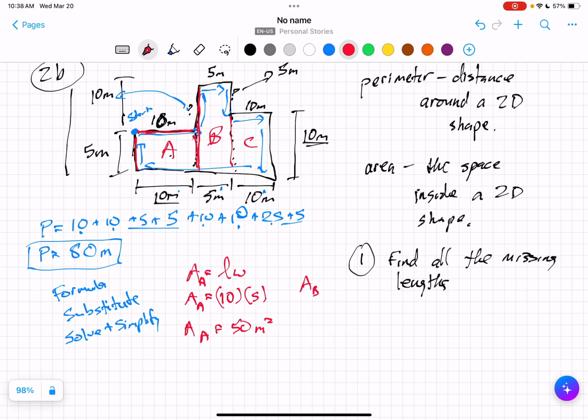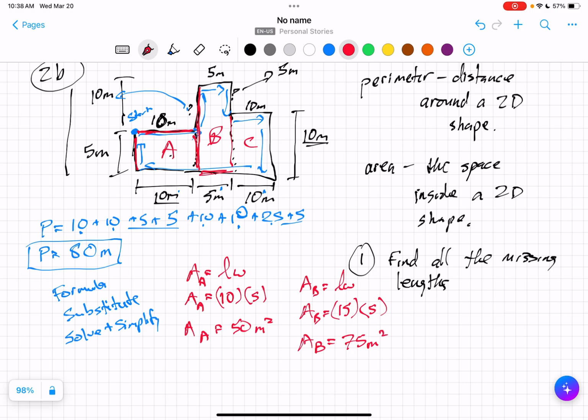So area for B is length times width. Area for B, substitute, 15. And our width here is 5. And students who are not as familiar with multiplying bigger numbers, they'll need to practice this skill, okay? But 15 and another 15, that makes 30. So we got 60 and 75. So that's 75 meters squared.